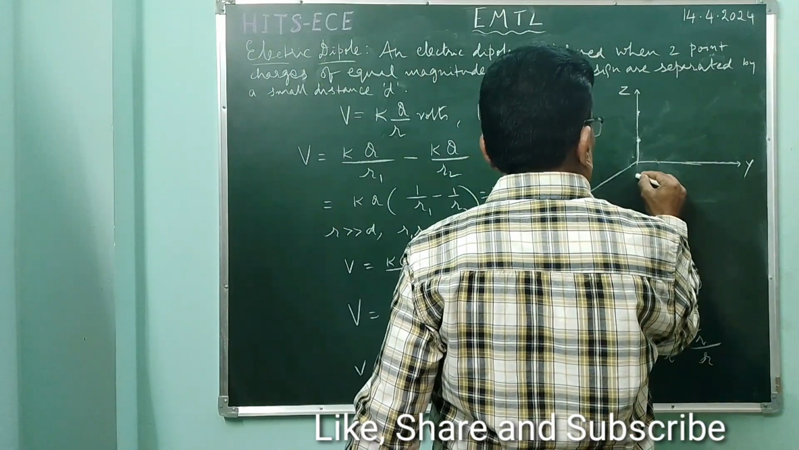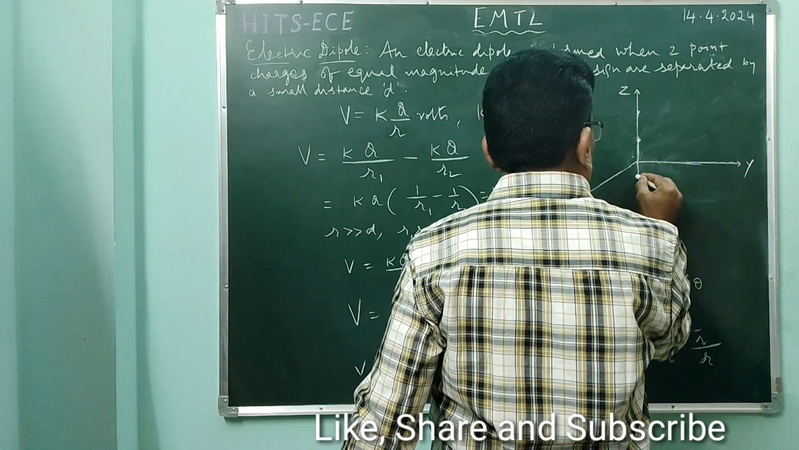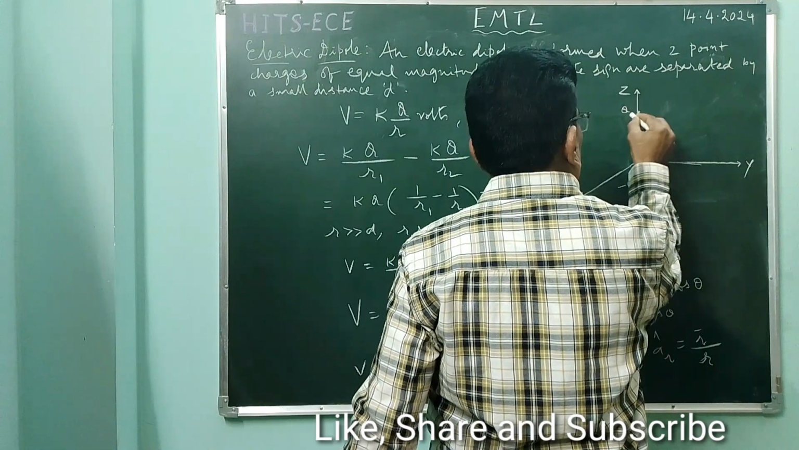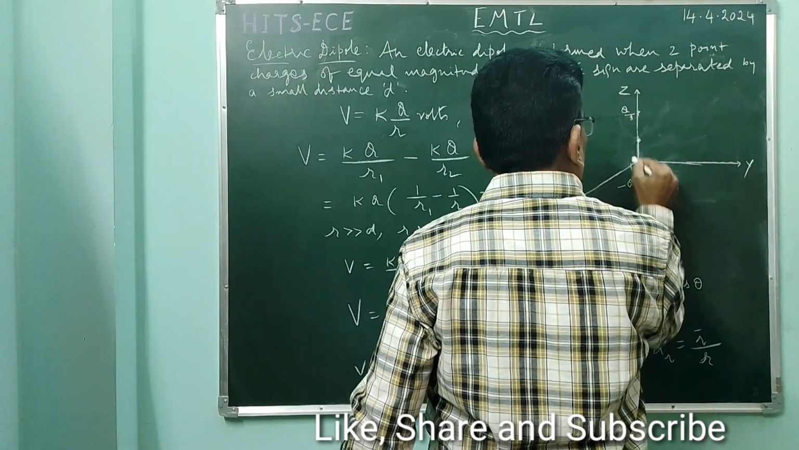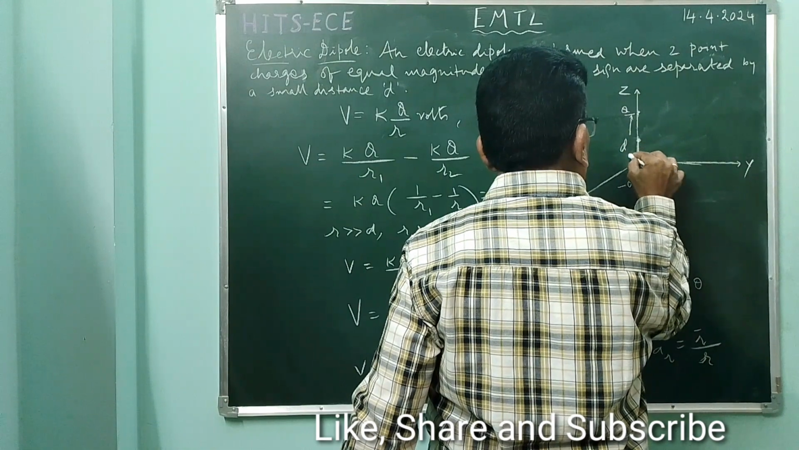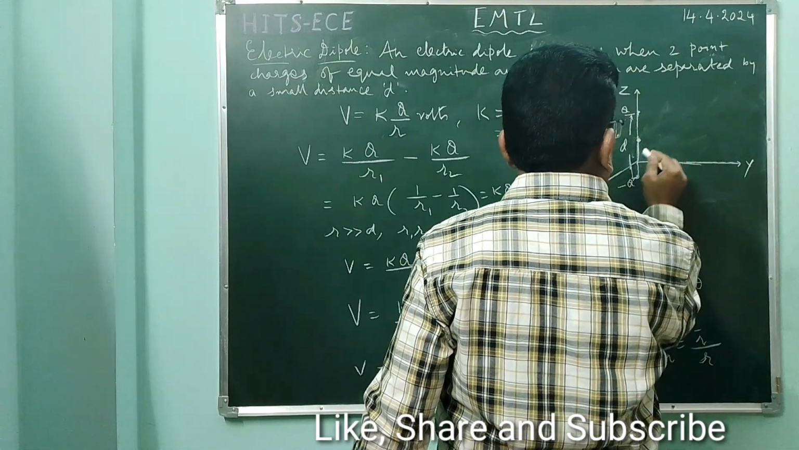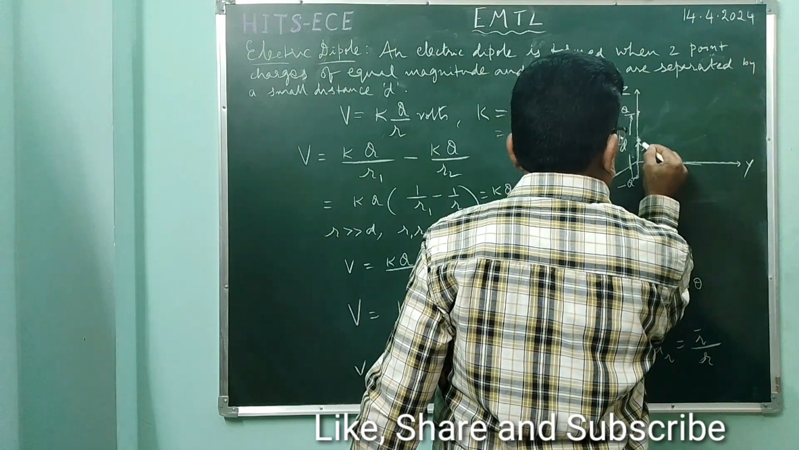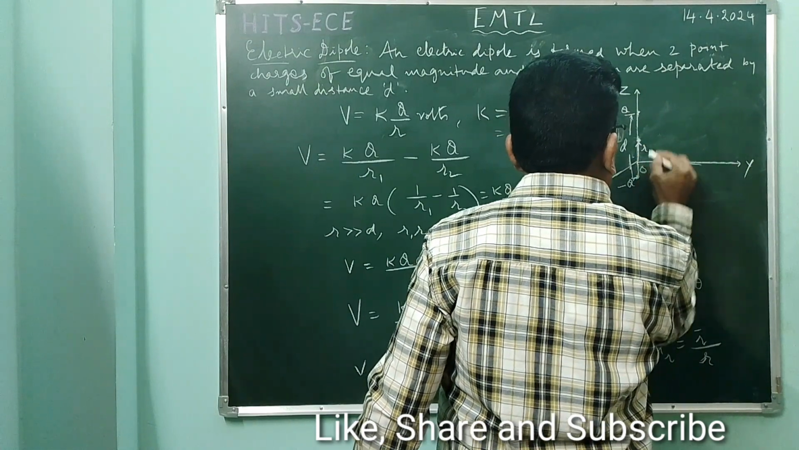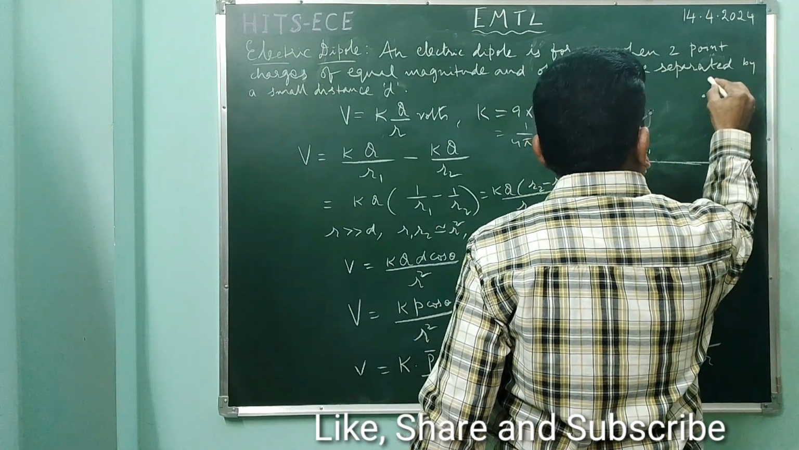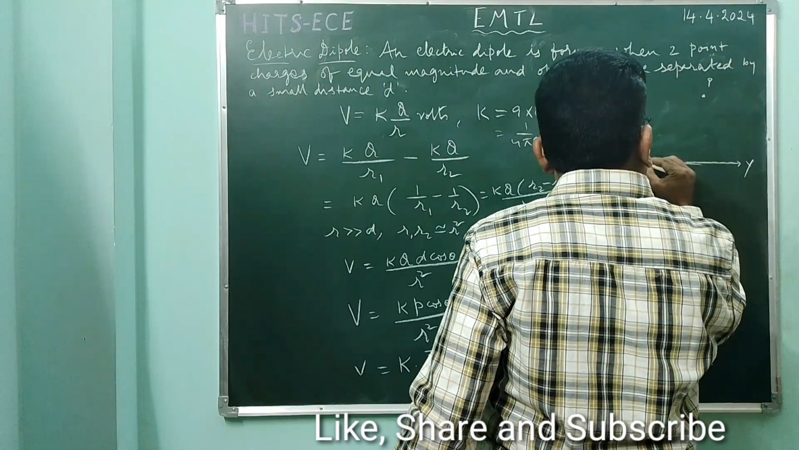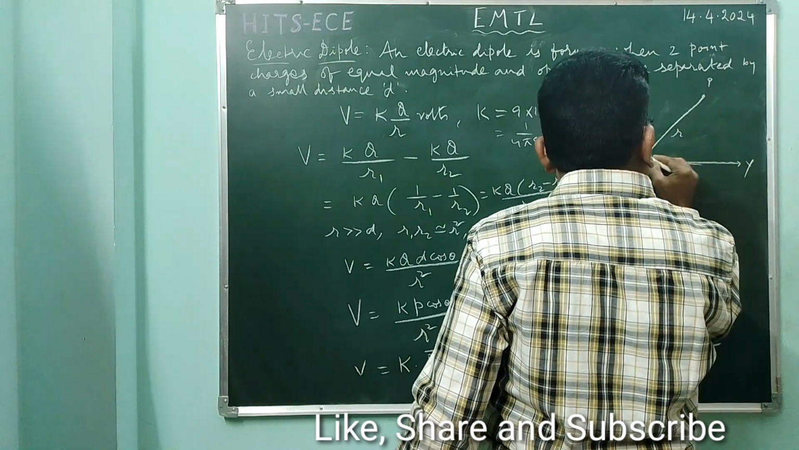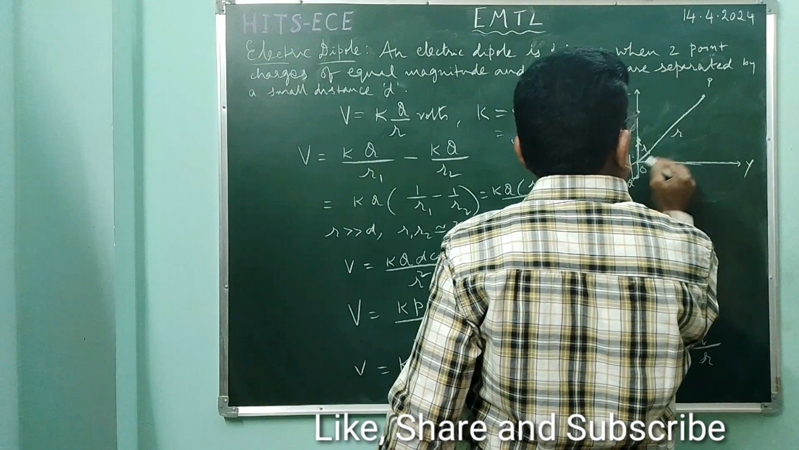Let this point be minus Q and let this point be plus Q, and the distance between these two is D. D is the distance between Q and minus Q, and the center is the point whose position vector is R1, let us say, from the origin. And P is here, whose position vector is R from the origin.